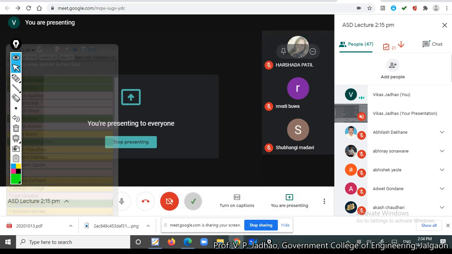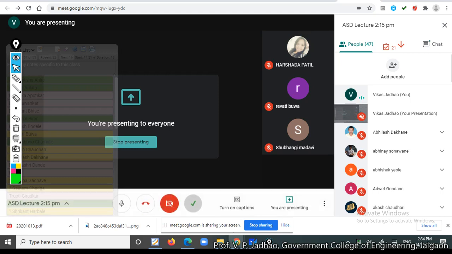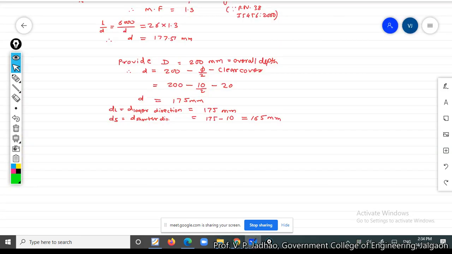Okay, so we had started the design of two-way slab in the last lecture, and we'll continue from the last lecture only. We had calculated the depth of this flat slab to be 175 mm, and therefore we considered the total depth to be 200 mm. The effective depth along the longer direction was 175 mm, and along the shorter direction it was 165 mm.